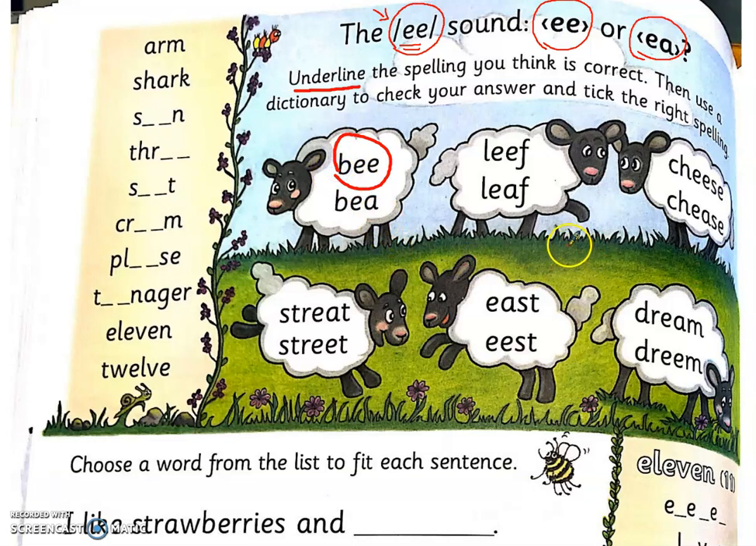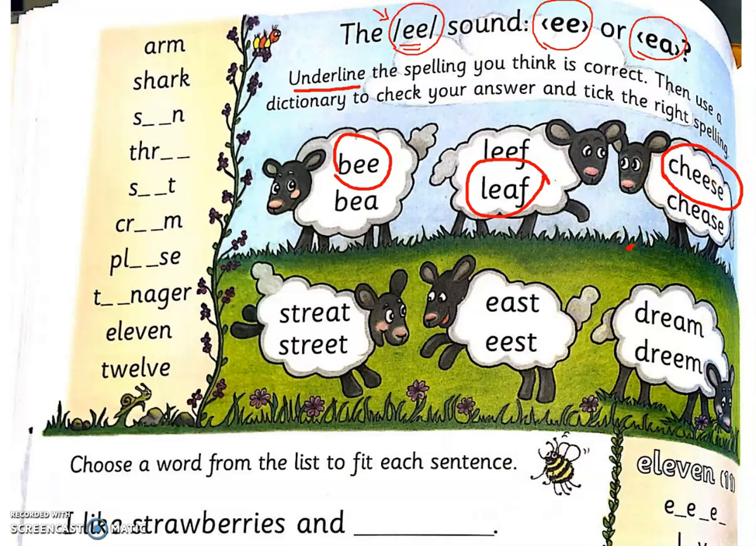One. Leaf. One or two? The leaf fell from the tree. Two. Good guess. Cheese. Does the first one or the second one look correct? Good. The first one.